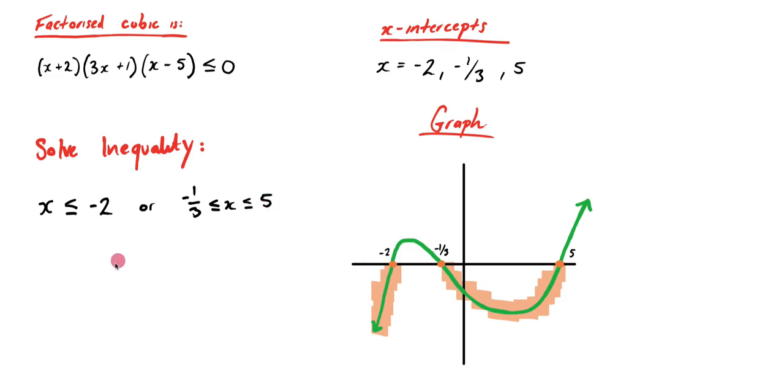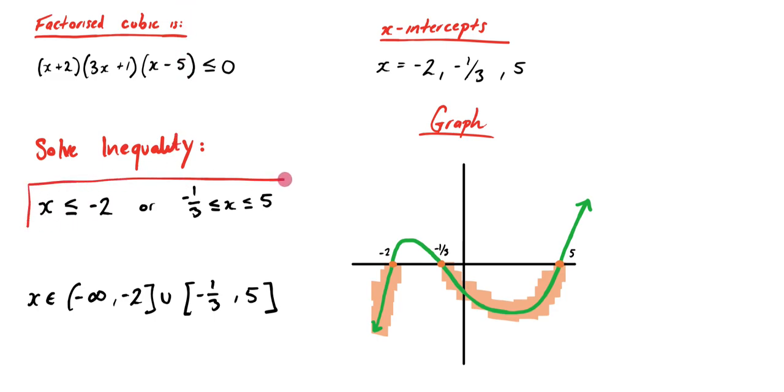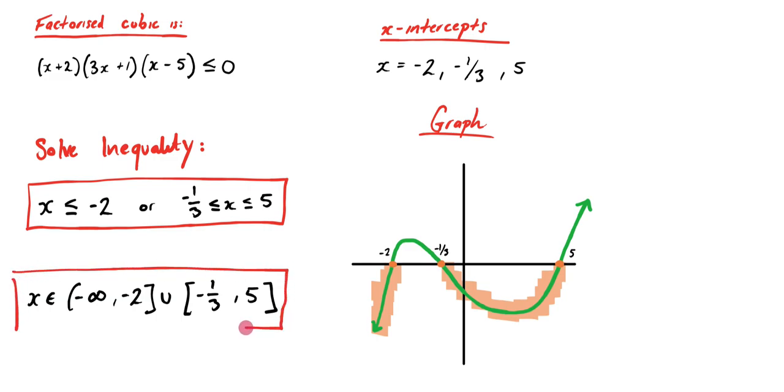Or if I wanted to, I could write it as, I'm blanking on the name right now, set notation. So I could write it that my x is going to be -∞ to -2 inclusive, the union of -1/3 to 5, and I'm including that as well because it's less than or equal to. So both of those are legitimate answers. So you wouldn't have to write both, but I'm just showing you both to show that there's two ways of representing your answer just like that.